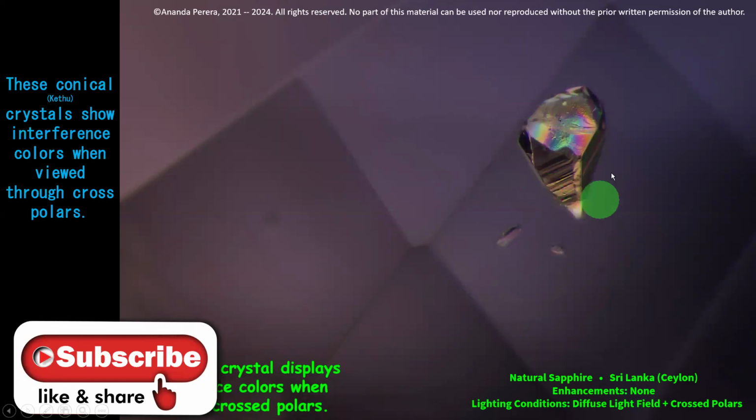The shape of this inclusion is conical. You know what conical means. These conical crystals show interference colors. See the interference colors when viewed under the diffuse light and crossed polars. Because of the crossed polars lighting condition, it gives this look. This shows us these kinds of inclusions come like dog tooth. No, it is a natural sapphire.